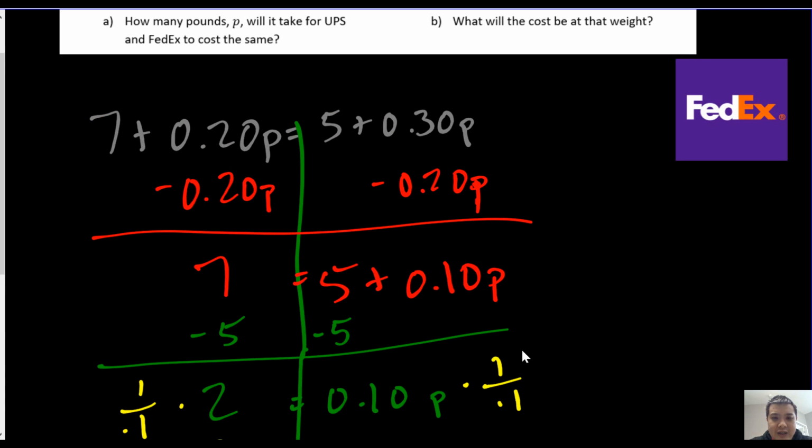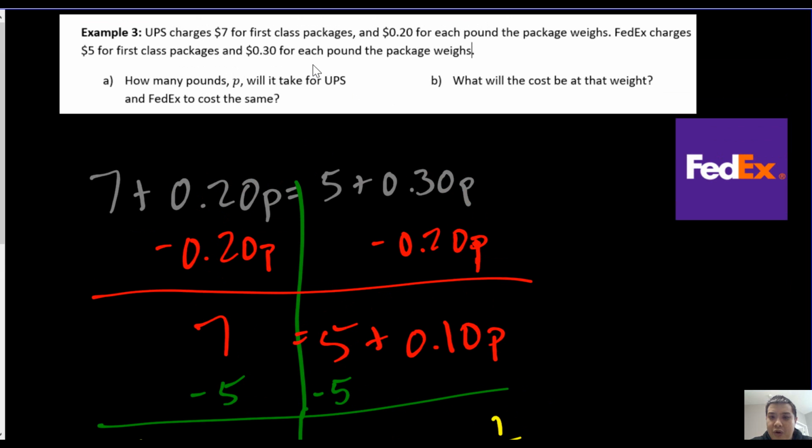So that all being said, that means that if your package weighed more than 20 pounds, you would want to go with the UPS option, and if it weighed less than 20 pounds, you want to go with the FedEx option, and if it weighed exactly 20 pounds, well, it doesn't matter what option you go to, the price will be the same. Part B says, what will the cost be at that weight?